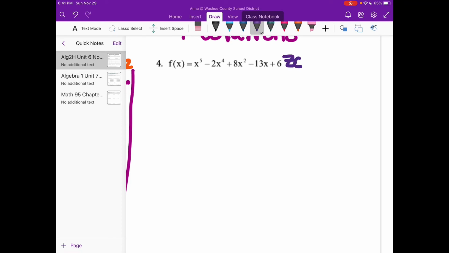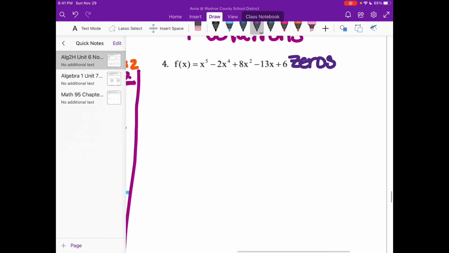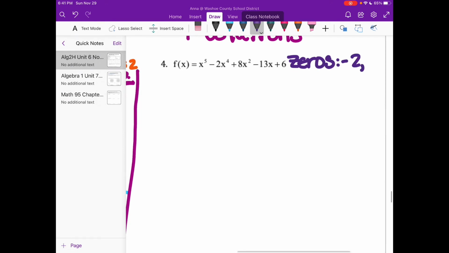And let's write down zeros from your calculator. Negative 2 and 1. And remember the 1 is a multiplicity of 2, so put times 2. Because you're going to do your synthetic division again 3 times, because you have your degree of 5, x to the 5th, so that means there's definitely 5 solutions. Okay? Why don't you go ahead and pause your video and do your synthetic division 3 times. So go ahead and pause your video now.